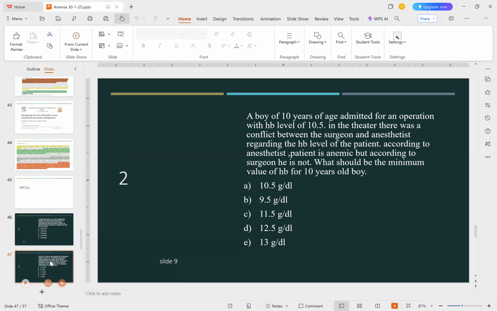A boy of 10 years of age was admitted for an operation with an HB level of 10.5 in the theater. There was a conflict between the surgeon and the anesthetist regarding the HB level of the patient. According to the anesthetist, the patient is anemic, but according to the surgeon, he is not. What would be the minimum value for HB for a 10-year-old boy? 10.5 gram per deciliter, 9.5 gram per deciliter, 11.5 gram per deciliter, 12.5 gram per deciliter, and 13 gram per deciliter. The answer is C.